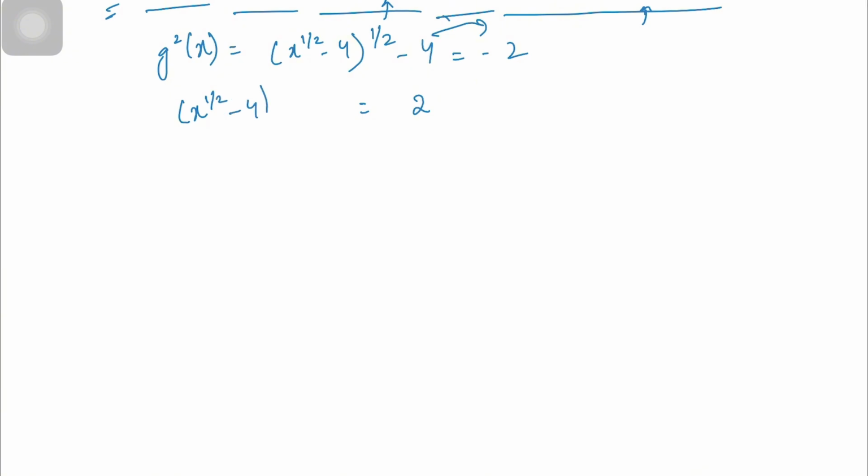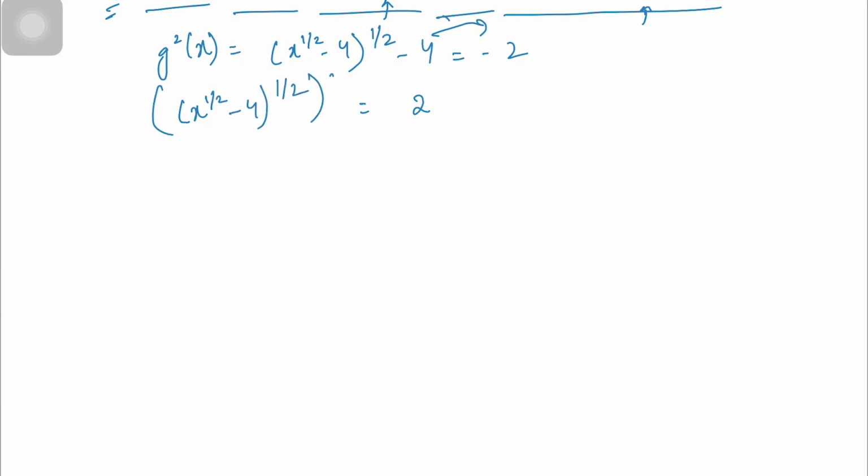So we need to include g of x in its own function. So g squared of x would be g included in itself. So this would be x to the power 1 over 2 minus 4, to the power 1 over 2, minus 4, equals negative 2. This 4 will go over there, so this would be 2, x to the power 1 over 2 minus 4, to the power 1 over 2.